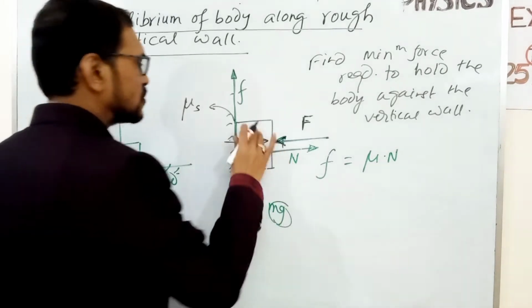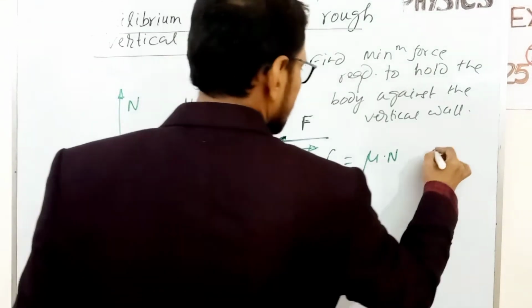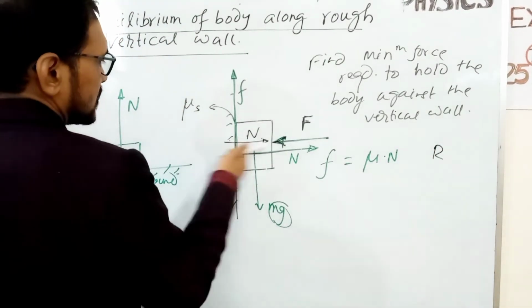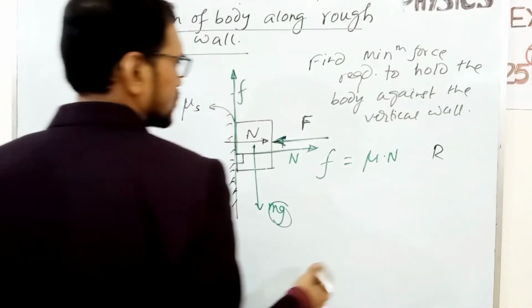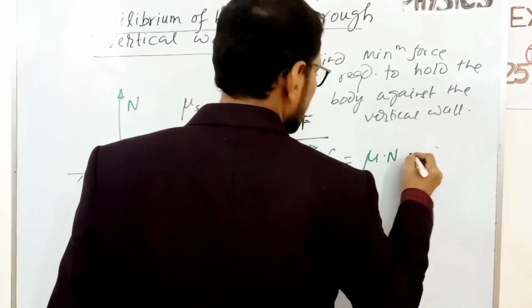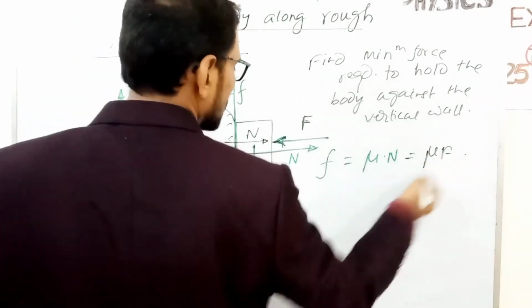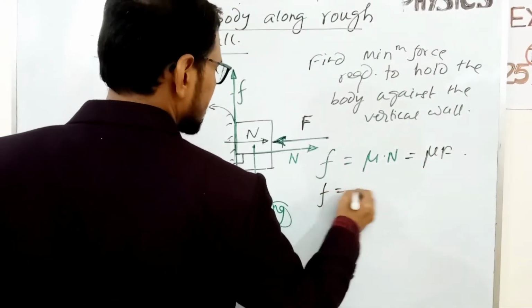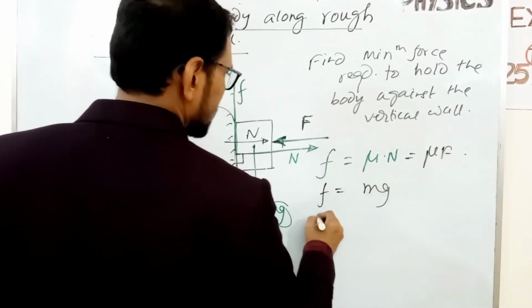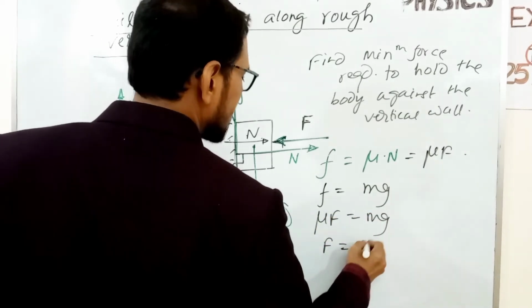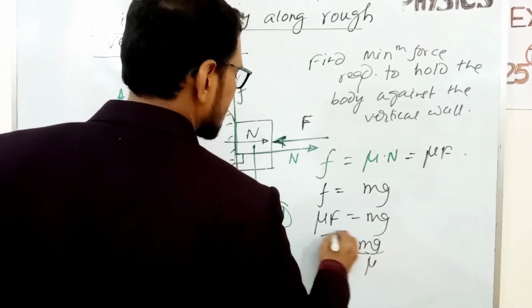So the normal reaction N is produced due to the applied force. So normal reaction N equals F here. Now friction equals mu into F. Friction balances the weight, so mu into F equals mg. So F equals mg by mu. This is the answer.